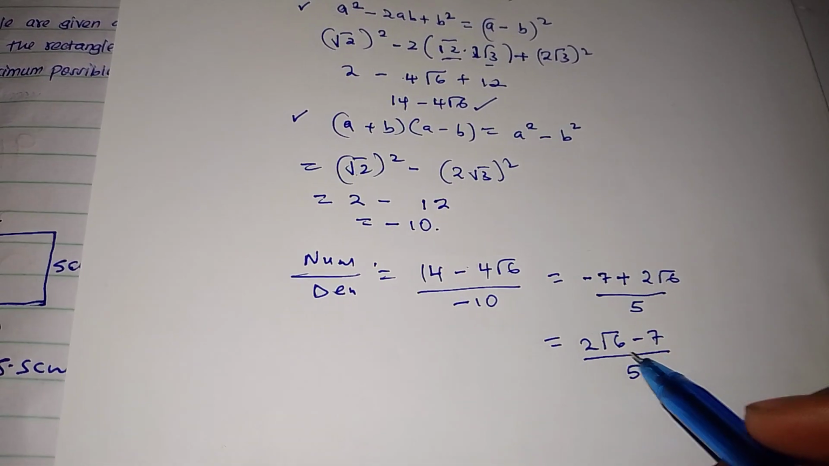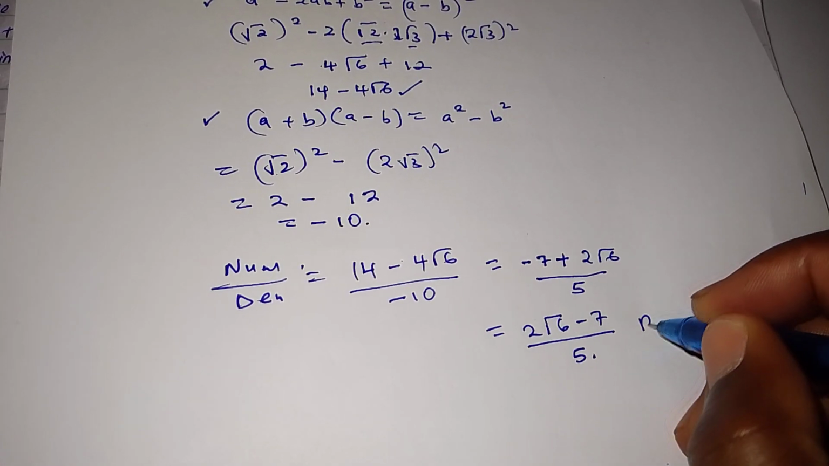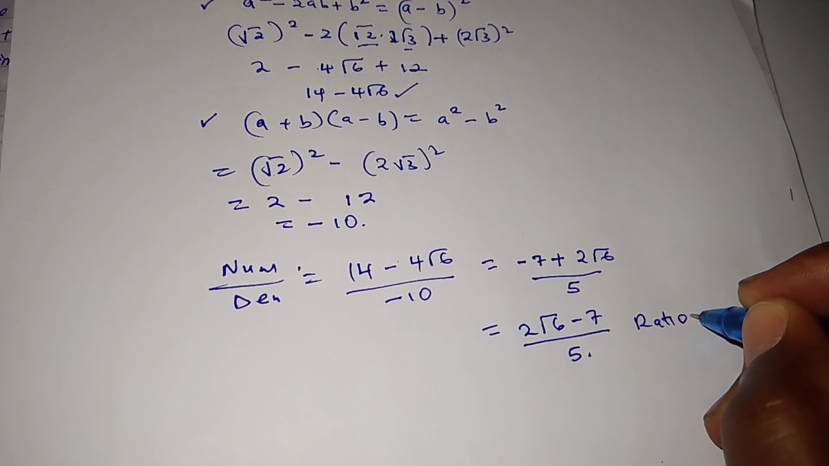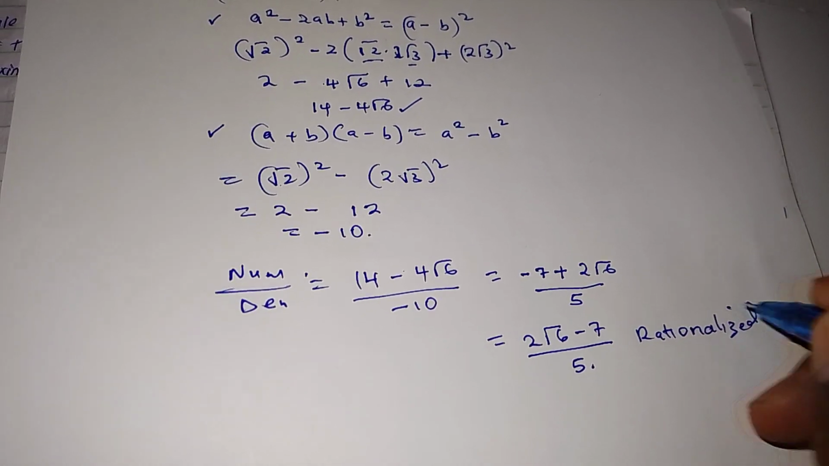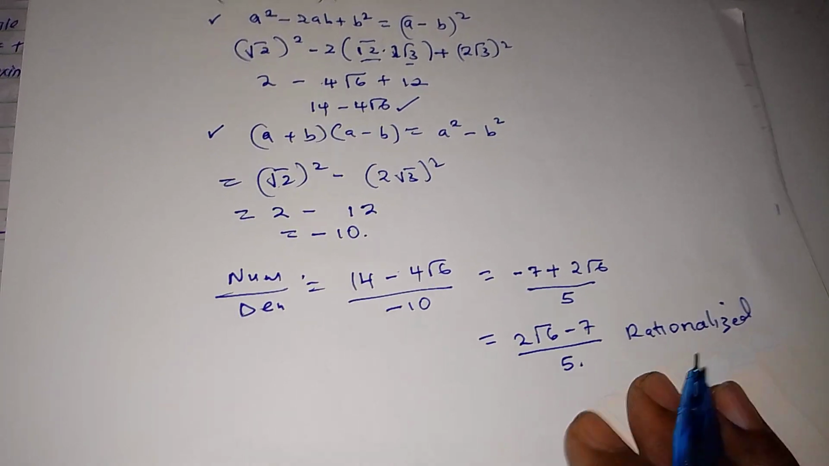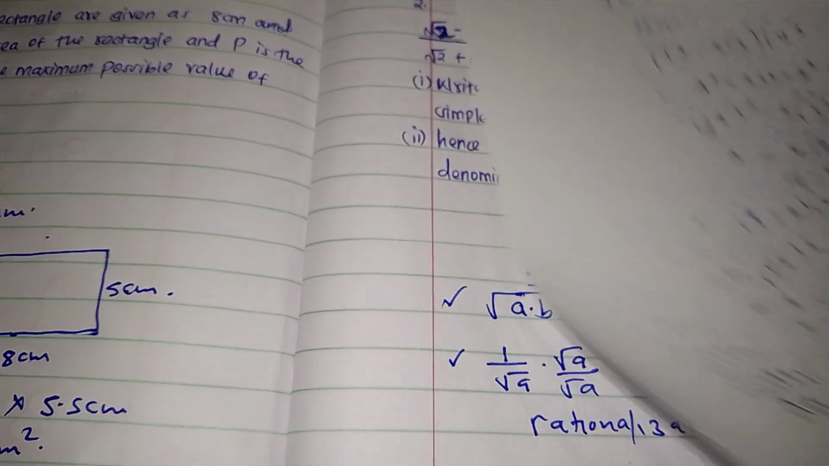And you can see we don't have a square root symbol in the denominator, so that is now a rationalized expression, since we don't have the surd in the denominator. Alright, makes sense.